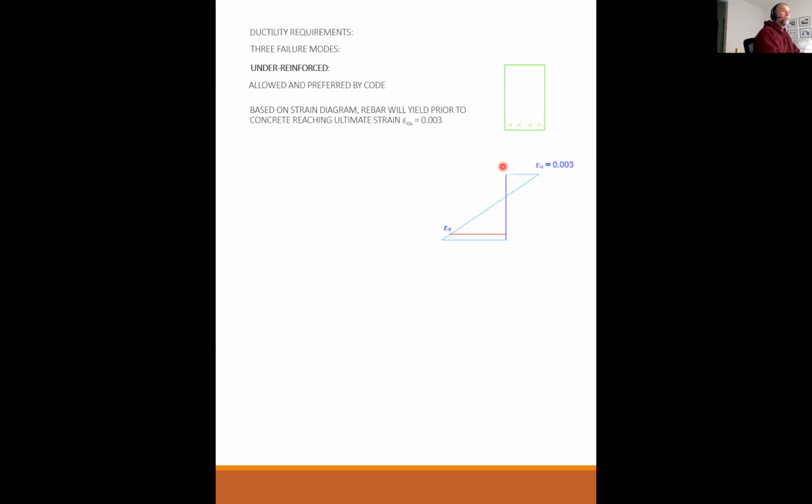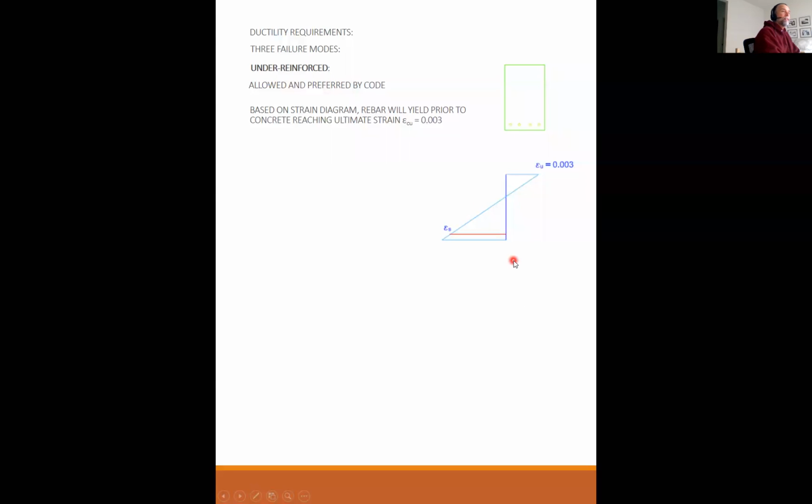The next failure mode is what's known as under reinforced. So I've got more steel now. Under reinforced is allowed and preferred by code. This may sound bad, but under reinforced is good. Under reinforced is what we want. Based on the strain diagram, rebar will yield prior to the concrete reaching its ultimate strain of 0.003. This is what we want.